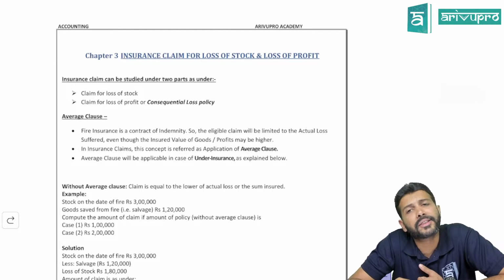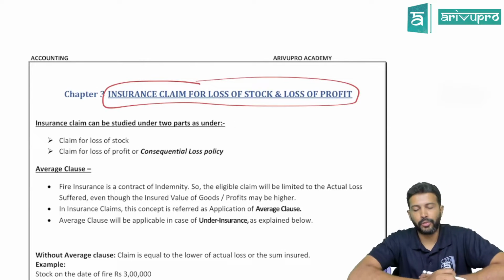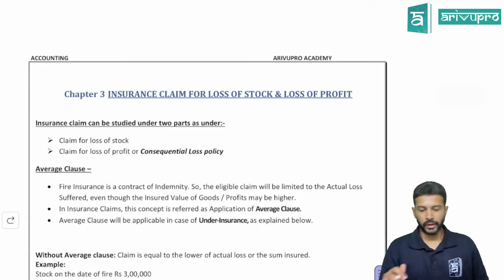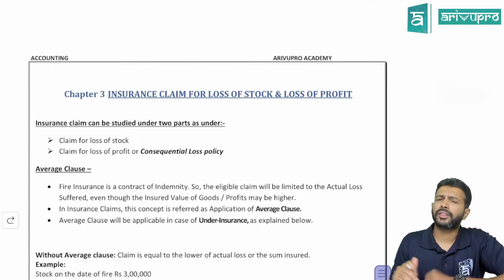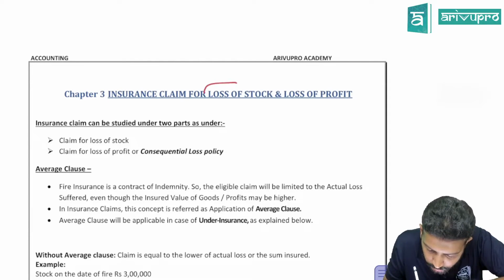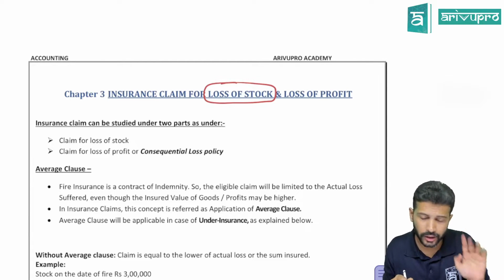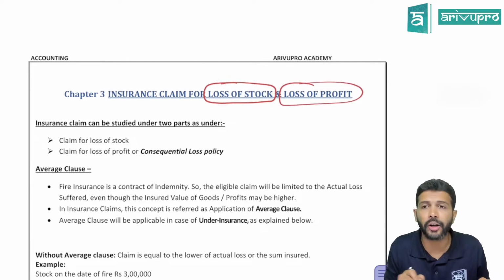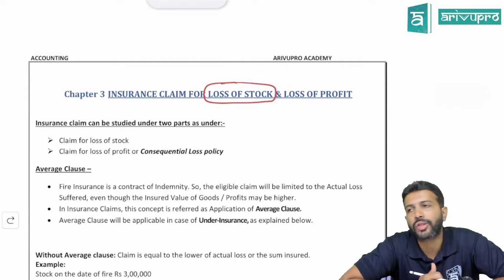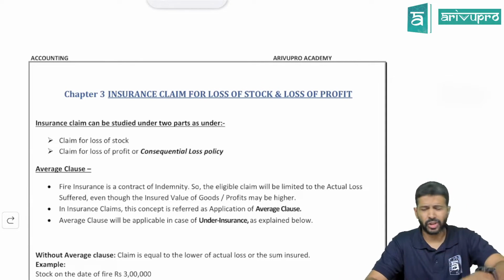So we'll get started with the new topic, that is insurance claim for loss of stock and loss of profit. If you split this topic into an overall view, you have to find out something known as insurance claim for the loss of stock and insurance claim for the loss of profit. In today's session, we'll only be touching upon the loss of stock element. Theoretically, not much concept that you need to know.